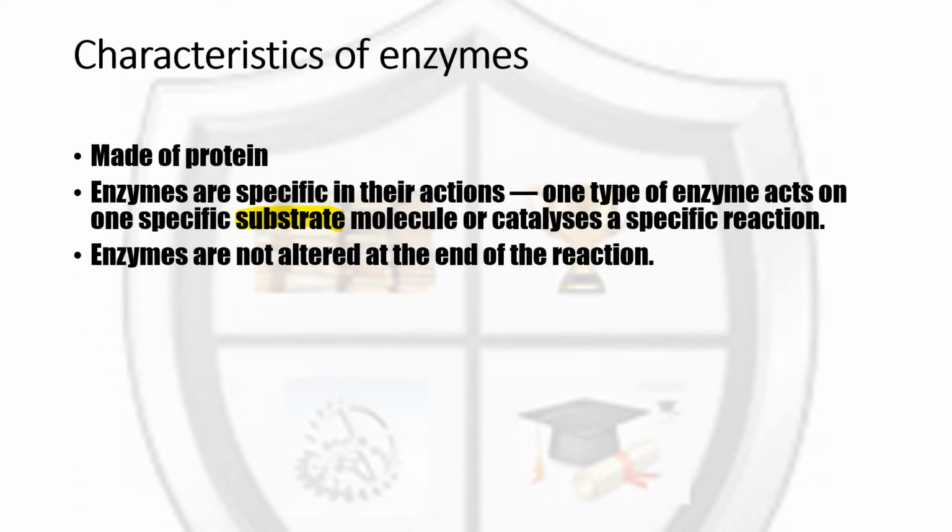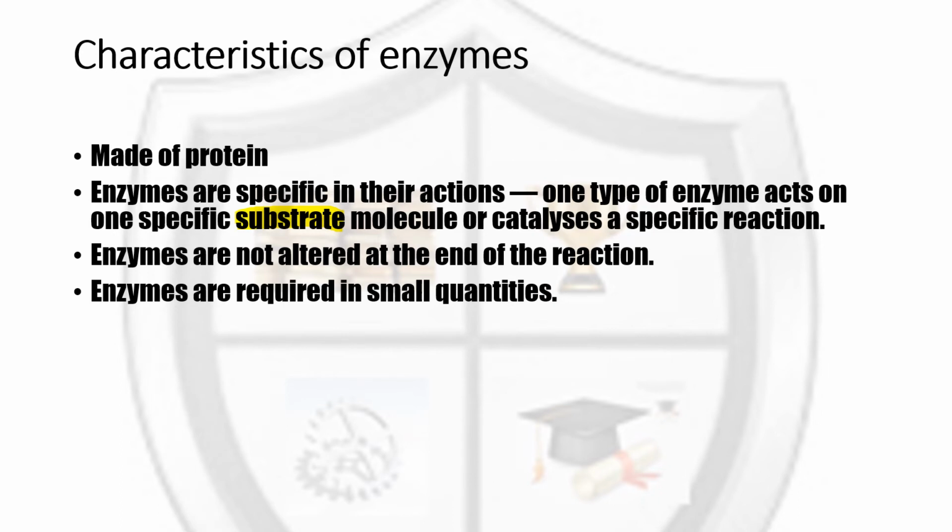Enzymes are not altered at the end of the reaction. Remember, when we defined enzymes, we did mention that they remain unchanged. So an enzyme will catalyze a reaction, and at the end of the reaction, it releases the product and is able to catalyze the reaction again. In other words, it is able to accept more substrate molecules and continue carrying out the reaction, and it will remain unchanged.